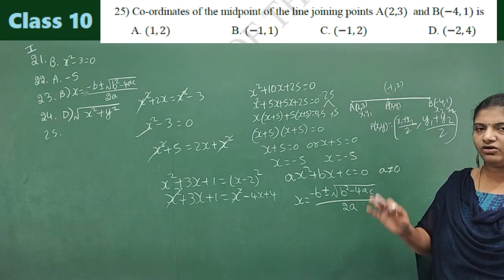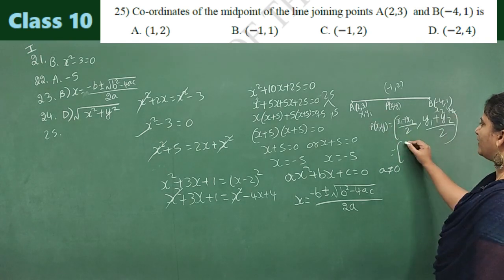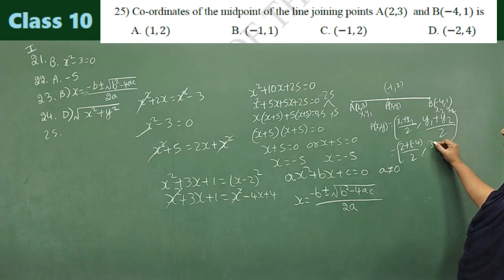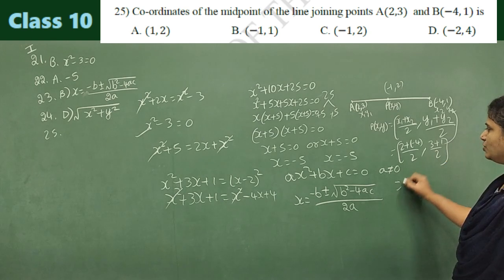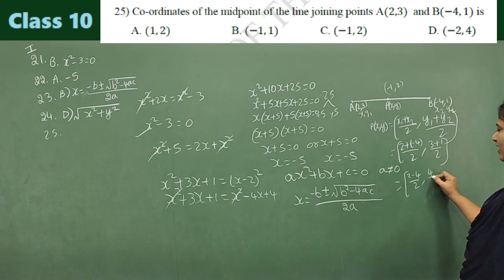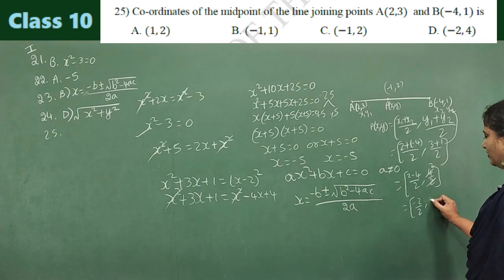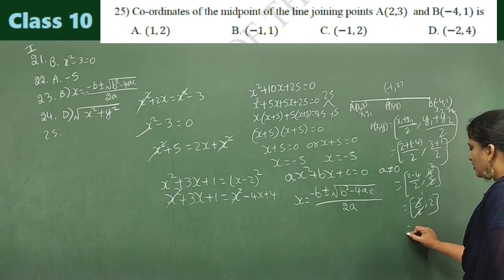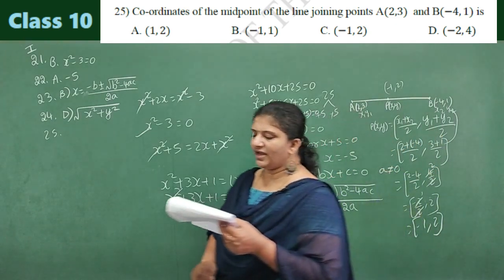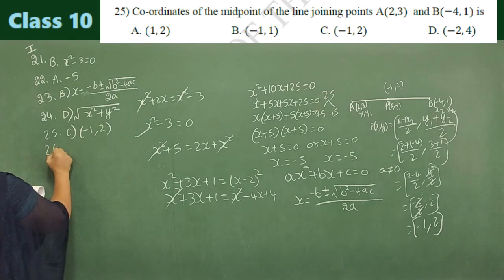Directly you can say, or with the formula, you can find it in this manner. That is x1, y1, x2, y2. 2 plus of minus 4 by 2 comma 3 plus 1 by 2. 2 plus into minus, minus 2 minus 4 by 2 comma 4 by 2. This will be minus 2 by 2 comma 2. That is minus 1 comma 2 is your answer. Check for the option minus 1 comma 2. Option C, minus 1 comma 2 is your answer.